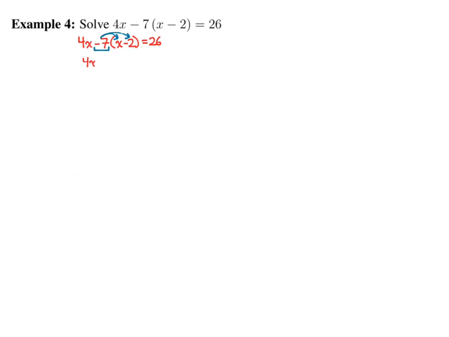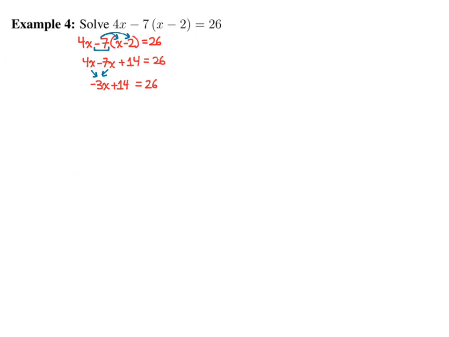So we have 4x minus 7x. That's not terribly exciting. At the end, it's plus 14, because negative 7 times negative 2. And it equals 26. Now we can go ahead and combine the like terms. We have 4x minus 7x. That's negative 3x. Still have that plus 14.